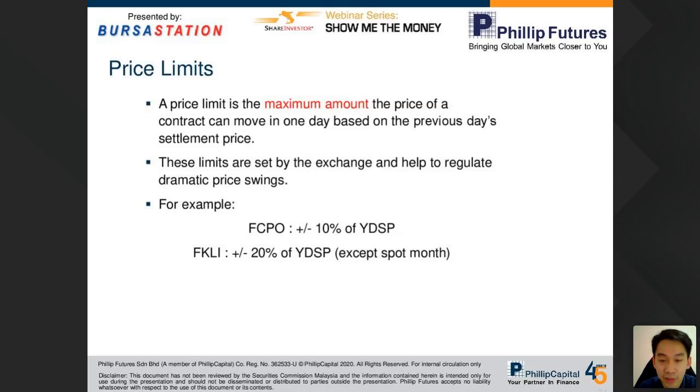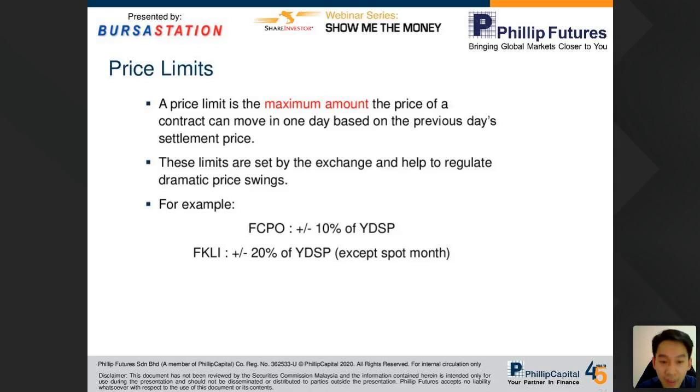So for a futures contract, your contract is actually settled daily, where at the end of the day, after market close, the exchange will release a settlement price, which allows you to calculate the variable floating profit and loss that you have for that particular day. So the next day, FCPO can be traded above or below 10% of the yesterday daily settlement price.